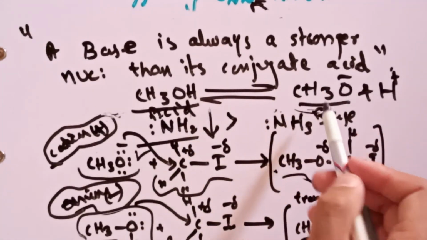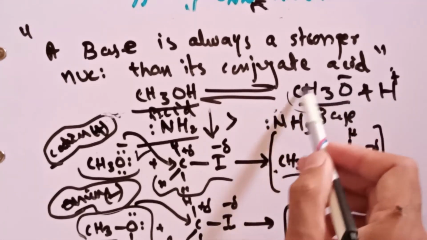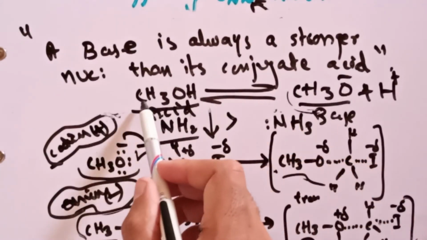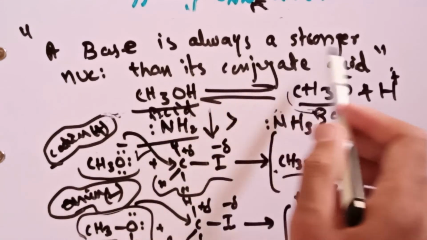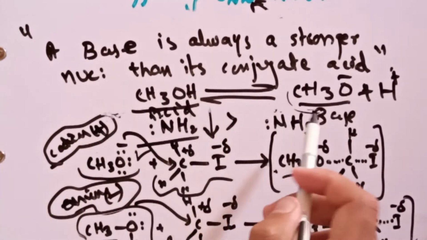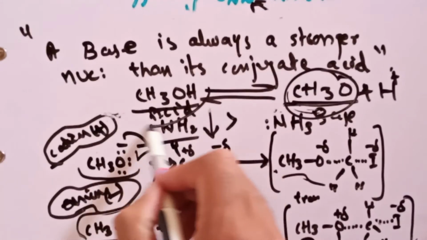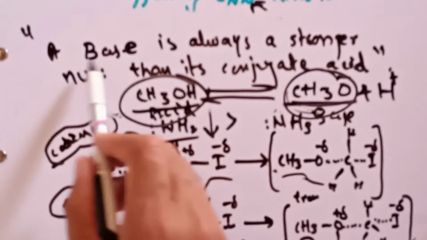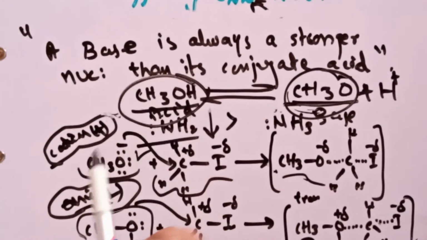So, as I already told you, all the negative species, like methoxide ion, are a stronger nucleophile than methanol. That's why we can generalize that a base is always a stronger nucleophile than its conjugate acid. I hope this point is clear. If you have any confusion, you can ask me in the comment section.